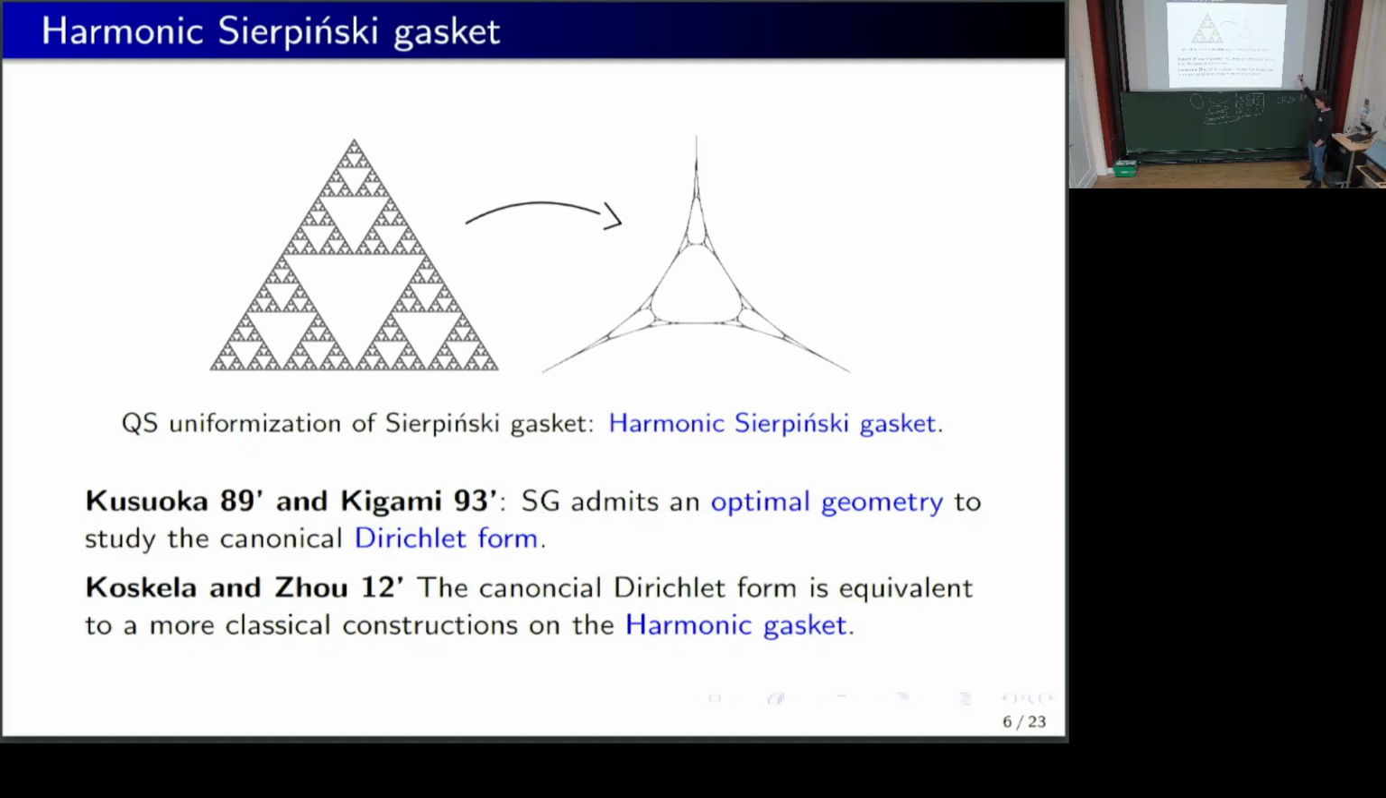Okay. So this particular uniformization has nothing to do with Kleiner's conjecture. So I will not return to this. Just to clarify.